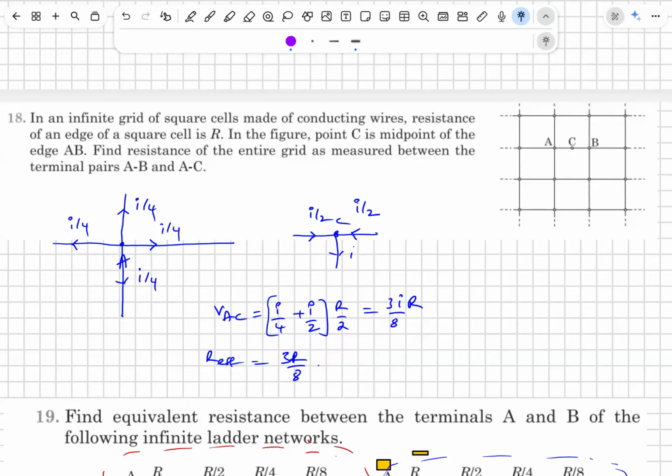Same concept I have explained in a different way. In fact, it is less complicated when compared to that question. Yes or no?